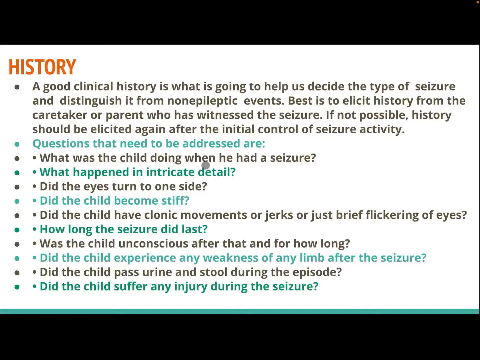What was the child doing when he had a seizure? What happened in intricate detail? Did the eye turn to one side? Did the child become stiff? Did the child have clonic movement or jerk or just brief flickerings of eye? How long did the seizure last? Was the child unconscious after the event and for how long? Did the child experience any weakness of any limb after seizure? Did the child pass urine and stool during the episode? Did the child suffer any injury during the seizure?